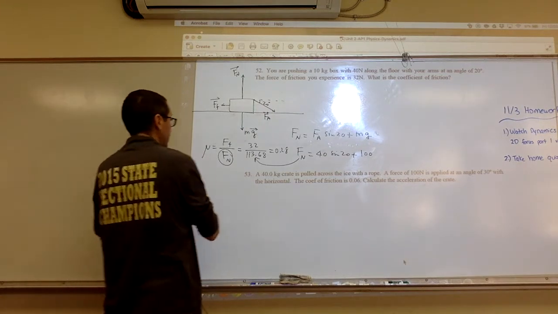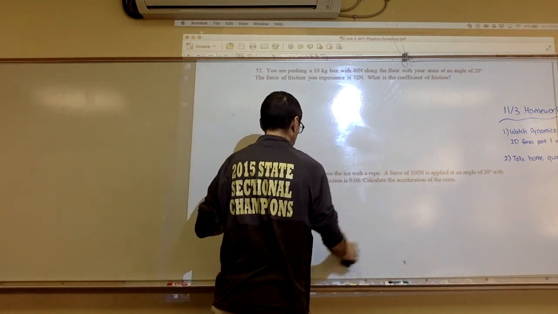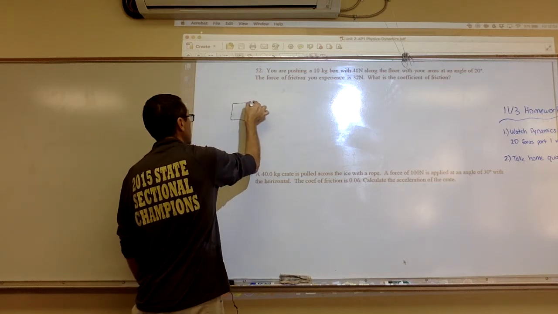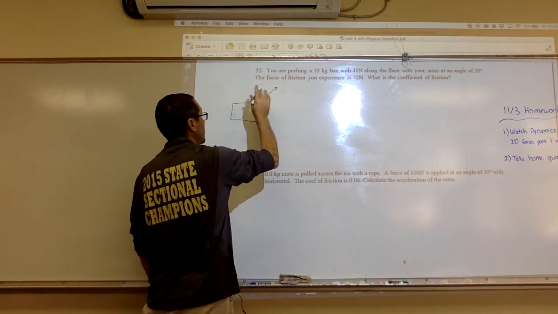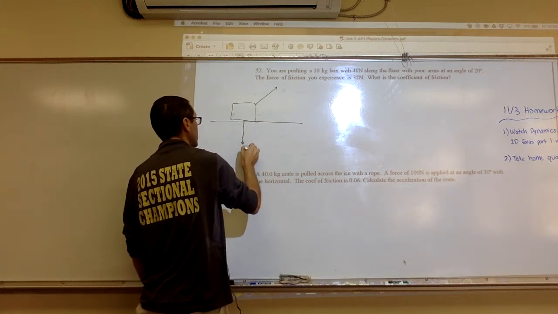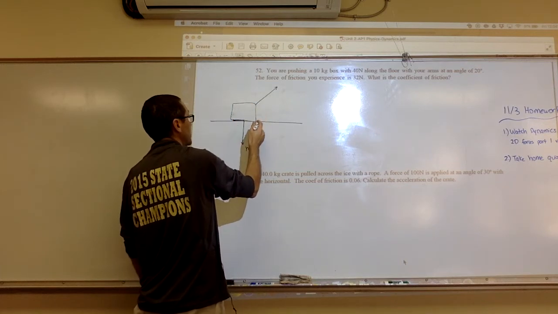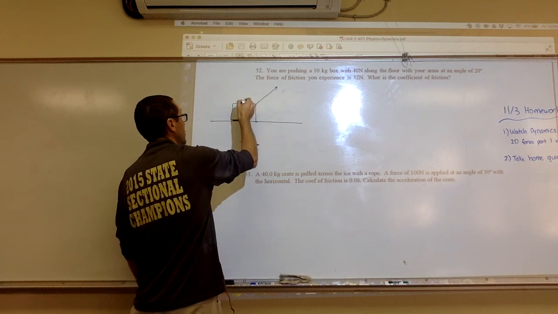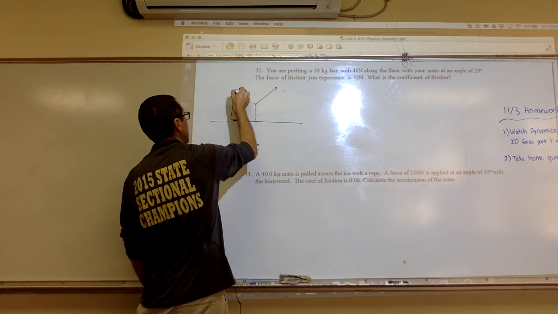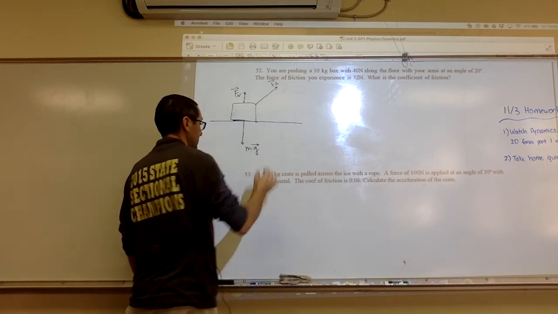All right, number 53. A 40 kilogram crate is pulled. So the normal force should be less. We should know that. So here's my mg. I'm providing more support, so the floor does not have to give all the support. So Fn is less than mg. This is the applied force. Okay, I'm doing 53.